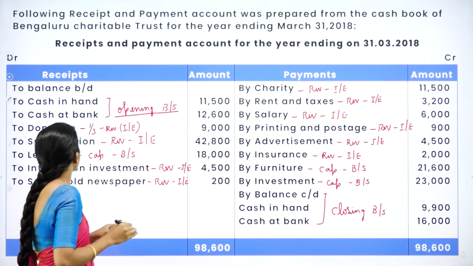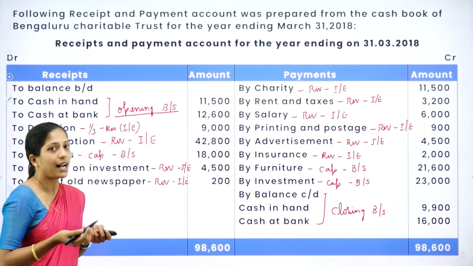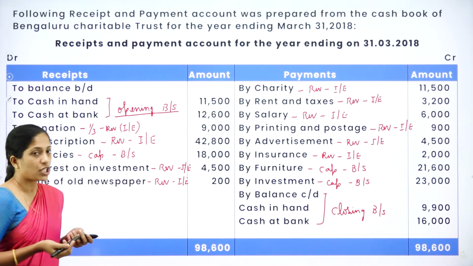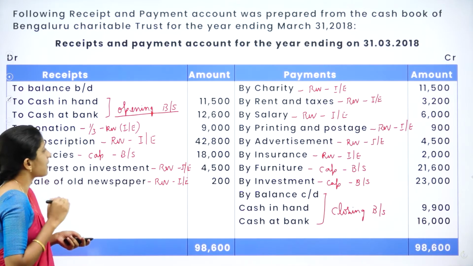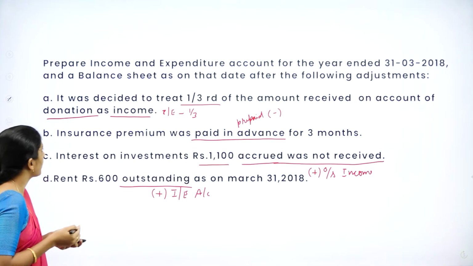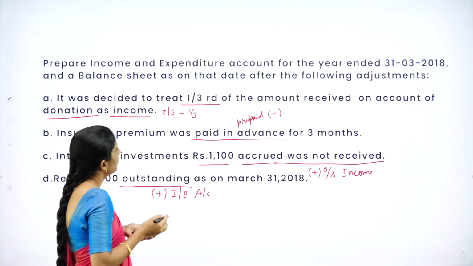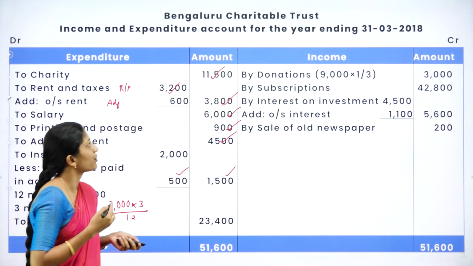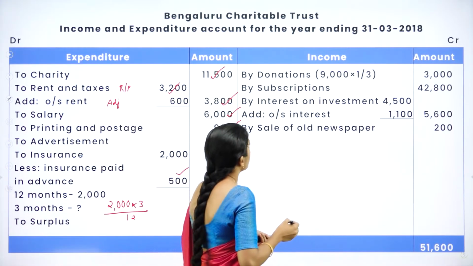Next, coming to the receipt side, we have already recorded cash in hand and cash at bank in the opening balance sheet. The next is subscriptions. Subscriptions, how much? It is a revenue item, 42,800. Let us see whether there is any adjustment relating to subscriptions. There is no adjustment relating to subscription. So, we are going to record the same, that is 42,800.